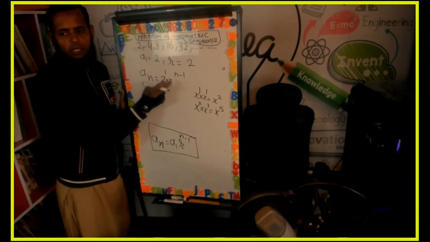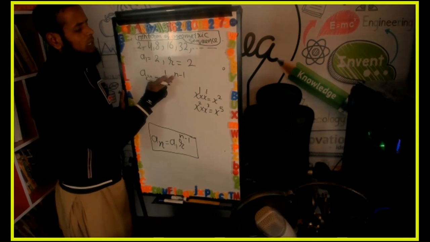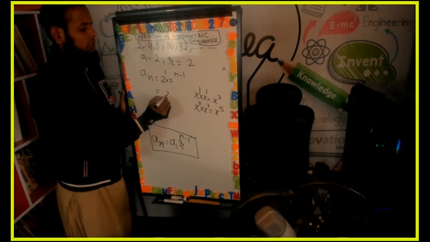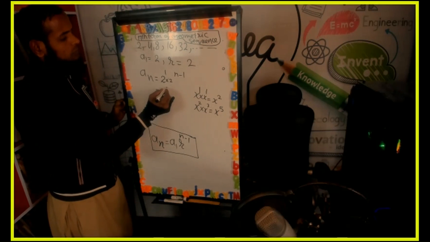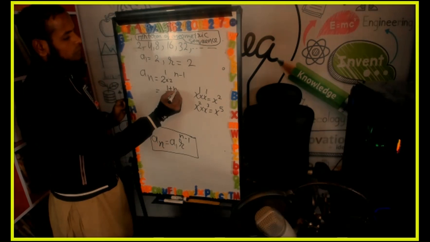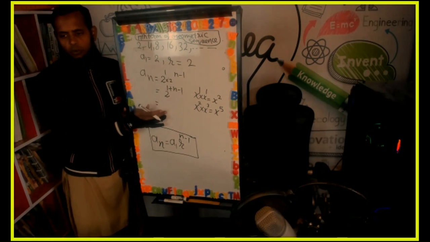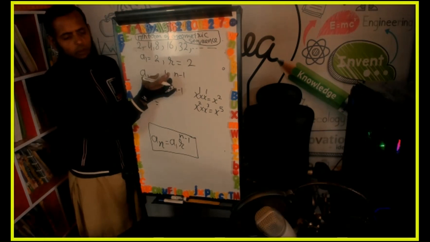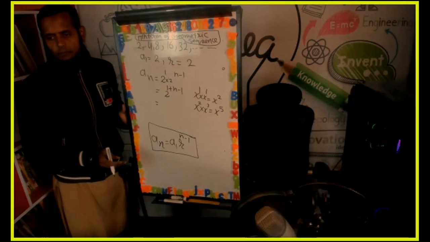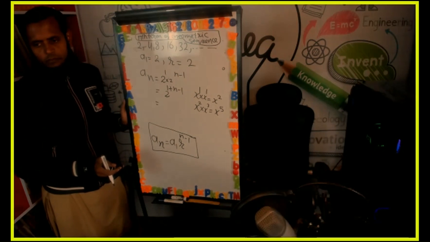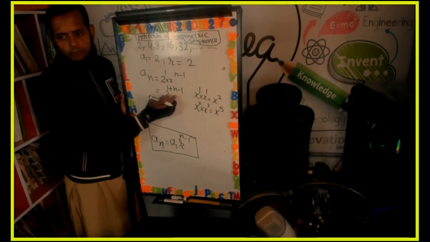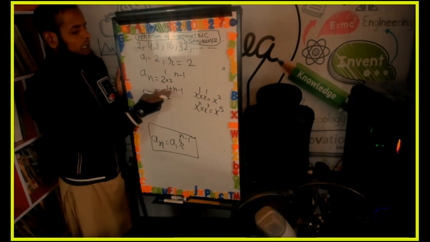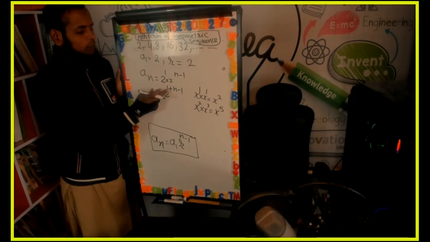Now you should simplify. This is also the same base, and the powers are 1 and n minus 1. What will be the resultant power? What is the power now? We are adding the powers, okay? 1 plus n minus 1. You should simplify it.